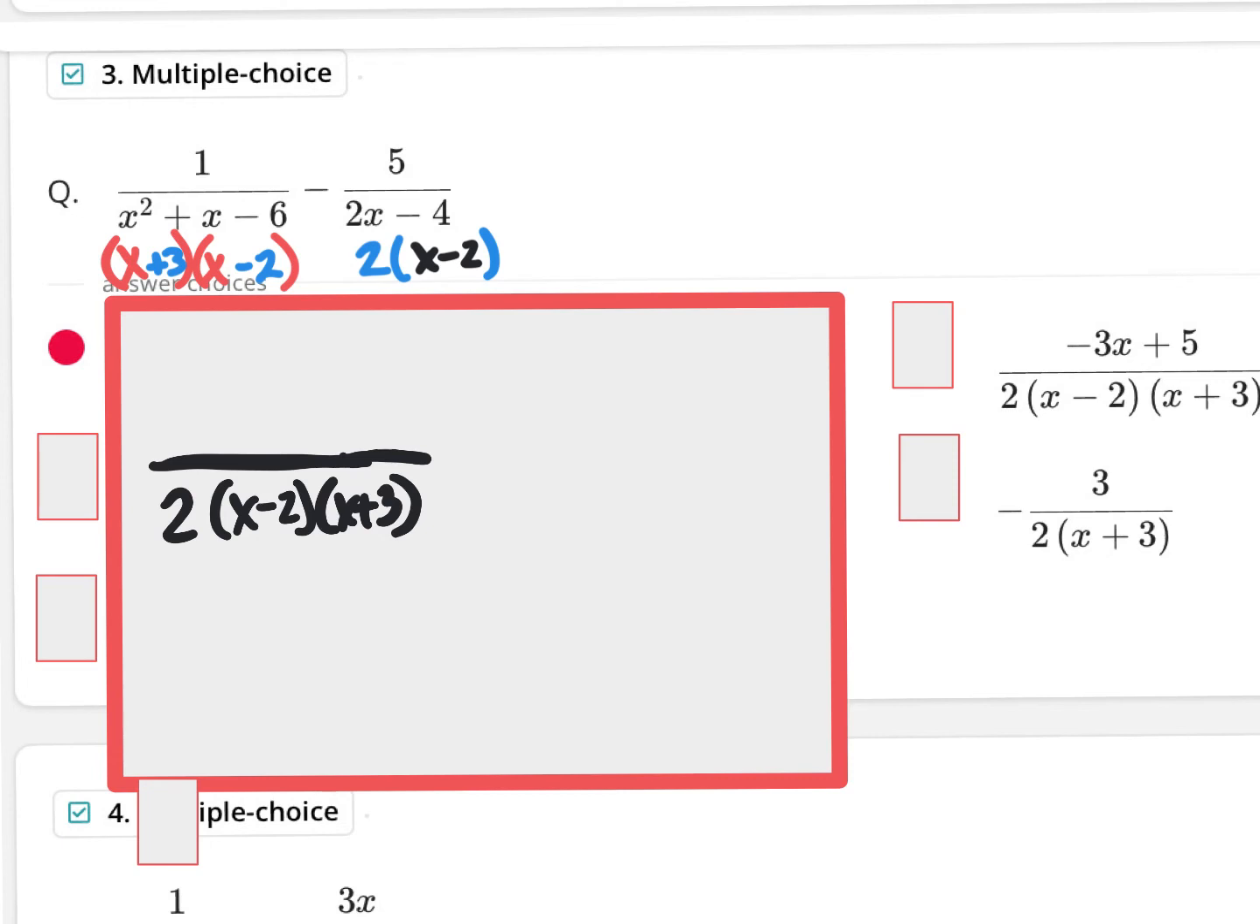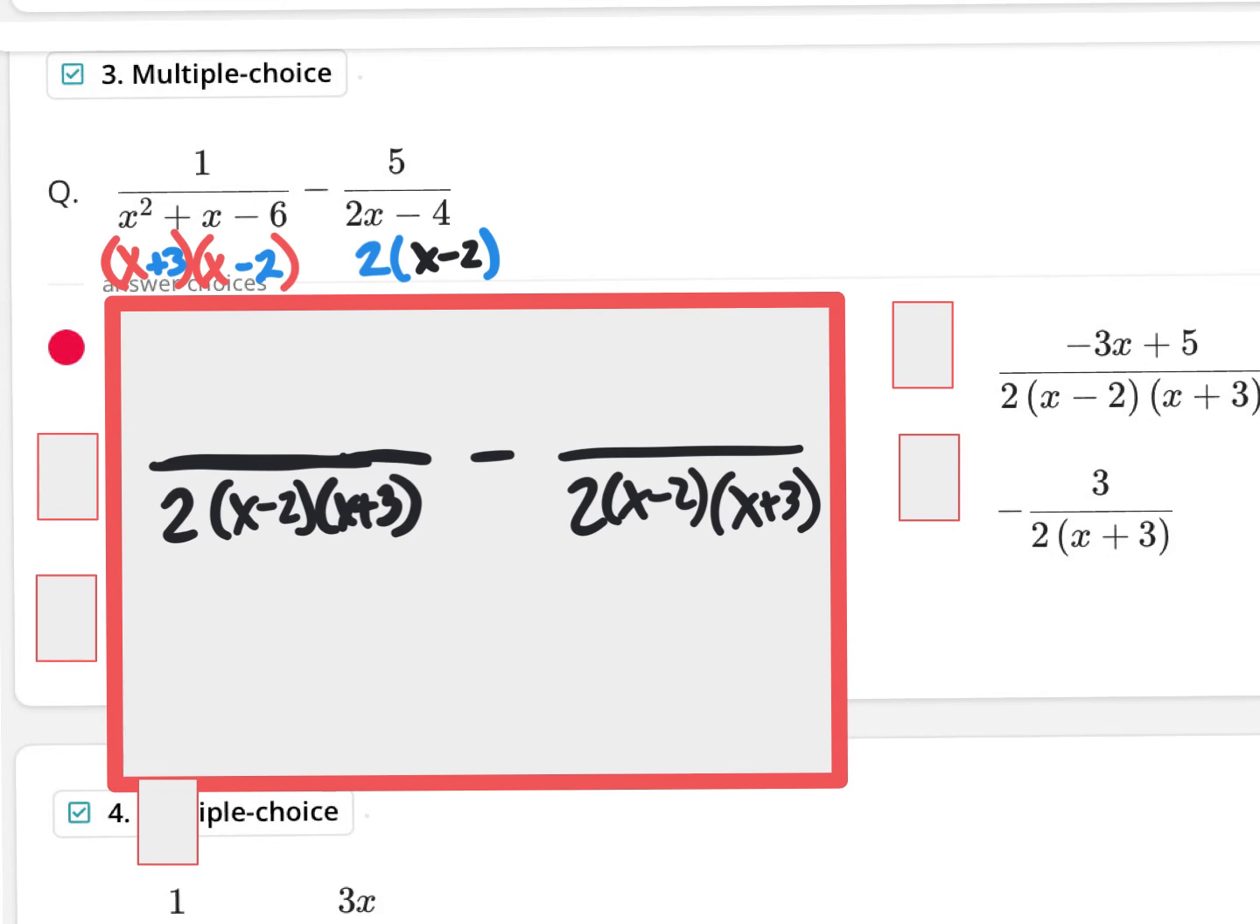Okay, now I'm going to write my second fraction also with that same LCD, 2, x minus 2, x plus 3. Once again, I hope this makes sense. You take what repeats, the x minus 2, and you write it once. And then what about everything else? You bring it down. So the x plus 3 goes over there, the 2 goes over here. And that's your LCD. You write it twice, and then you go back and ask yourself, what do I do to this first denominator to get this new LCD?